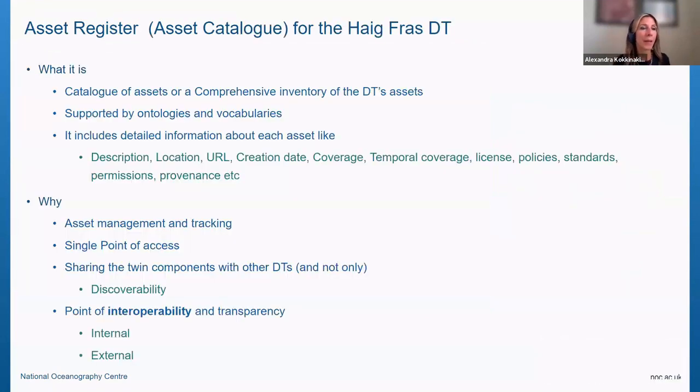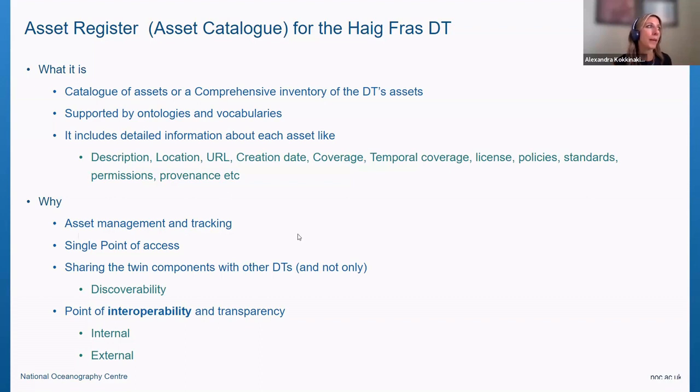So Justin referred previously to the asset register and the asset commons. The asset register really is a catalog of assets. It's a list or a comprehensive inventory of what your digital twin components are. It is supported by ontologies and vocabularies, and it includes detailed information about each one of the assets of the digital twin, like the description, the location, the URL, coverage, license, standards, and so on.